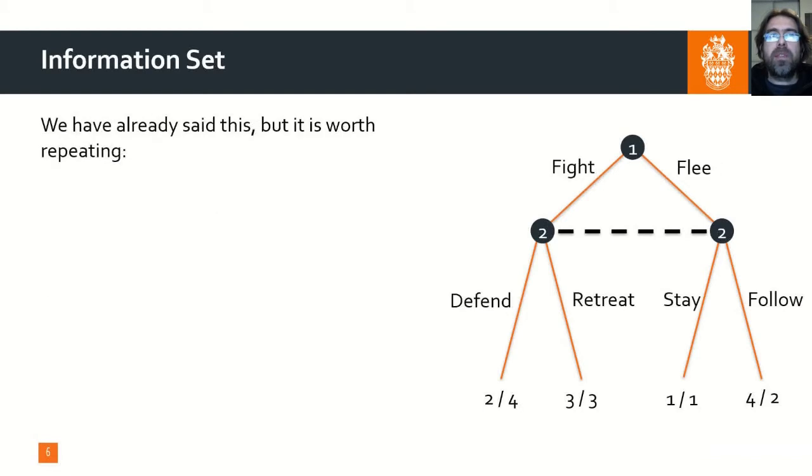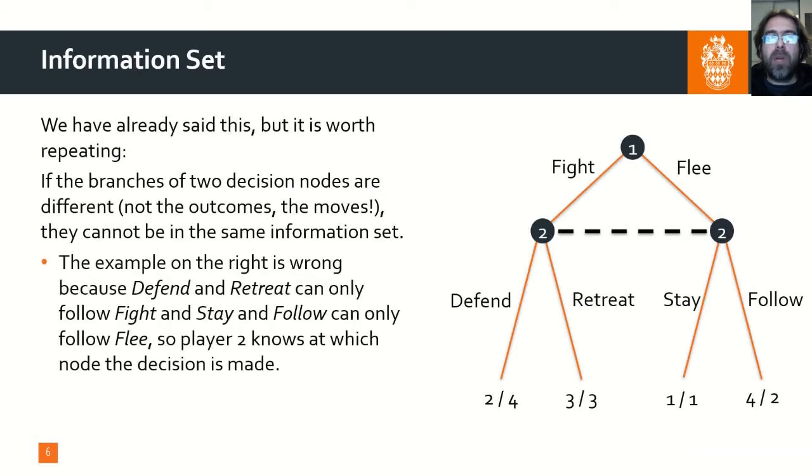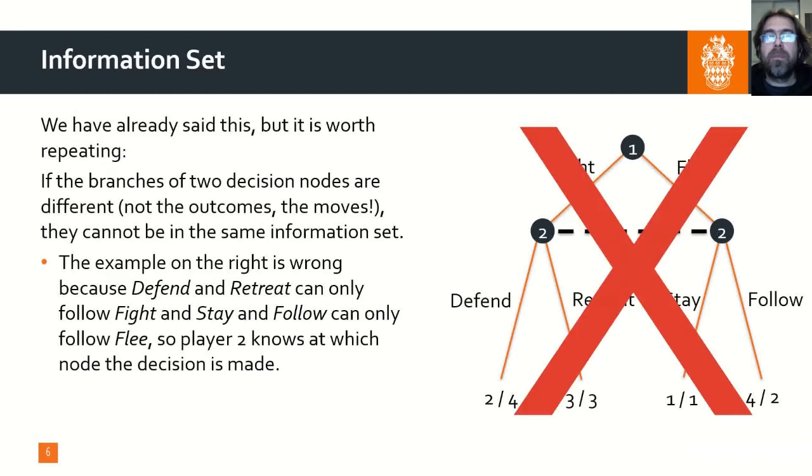So we've already said this, but it is worth repeating. If the branches of two decision nodes are different, so not the outcome but the moves, then they cannot be in the same information set. The example on the right is wrong because defend and retreat can only follow fight, and stay and follow can only follow flee, so player 2 always knows at which node the decision is being made.